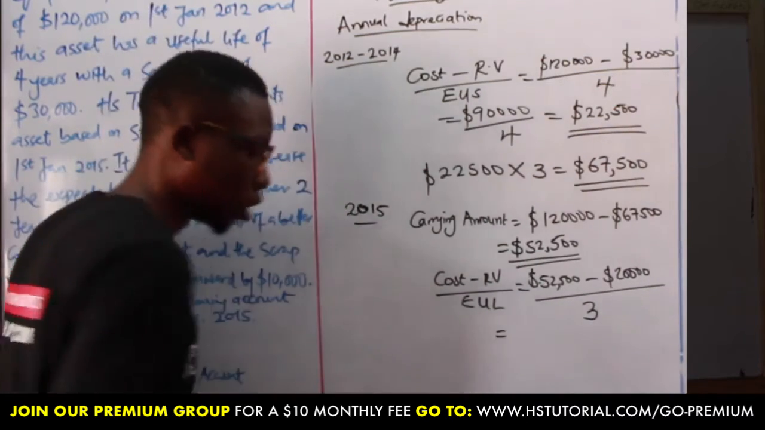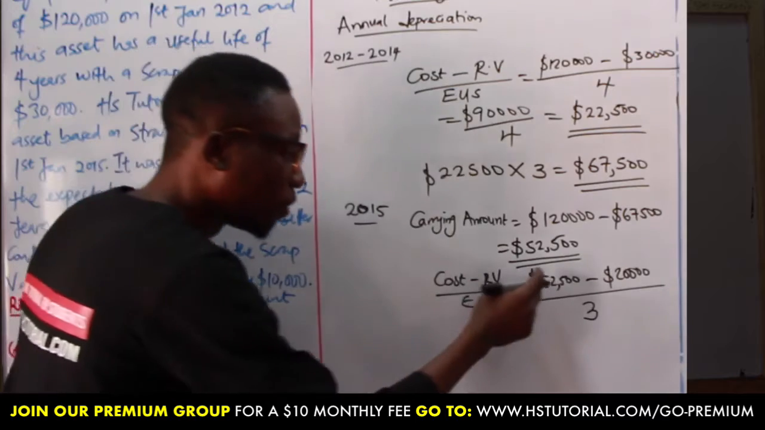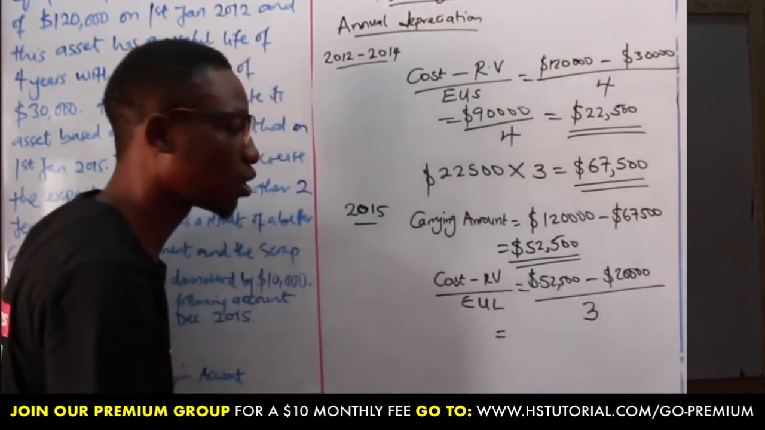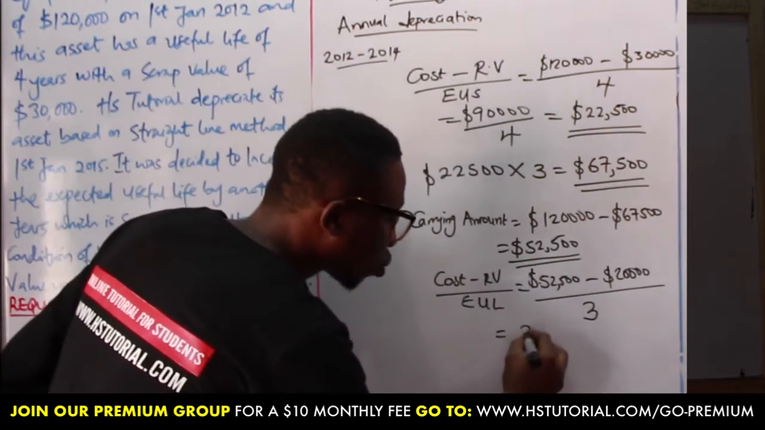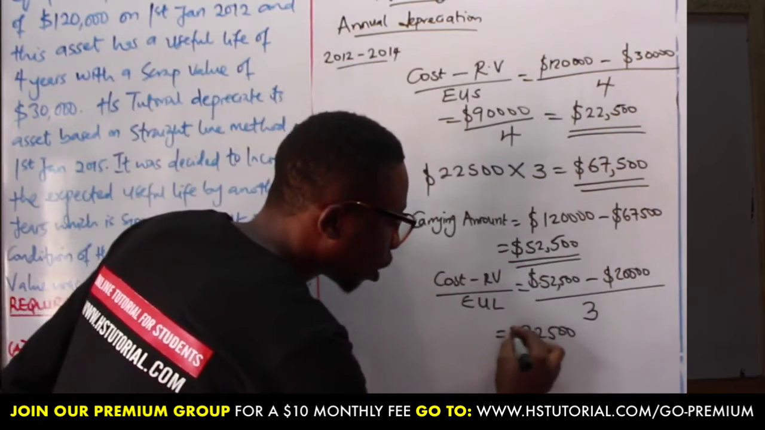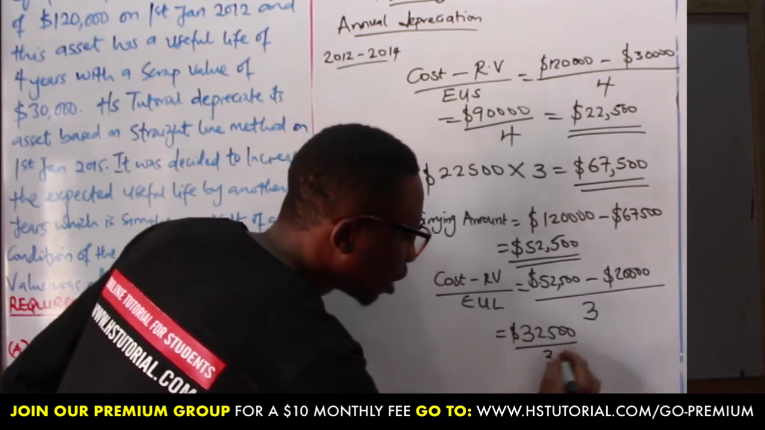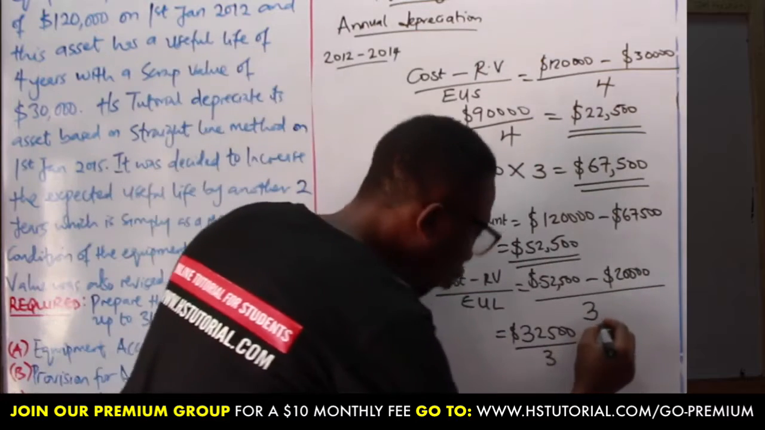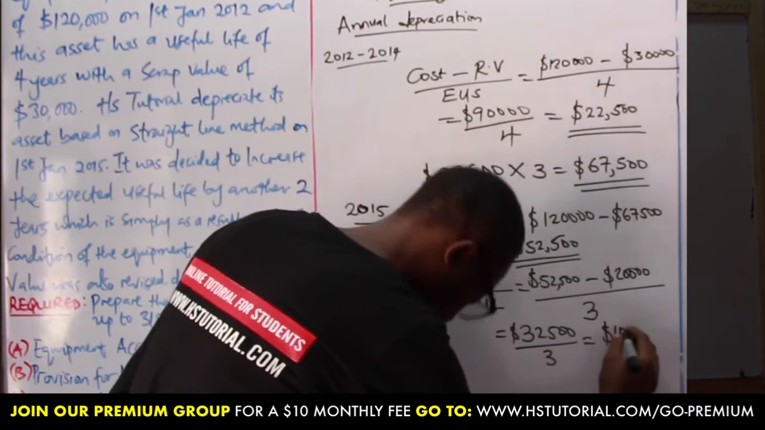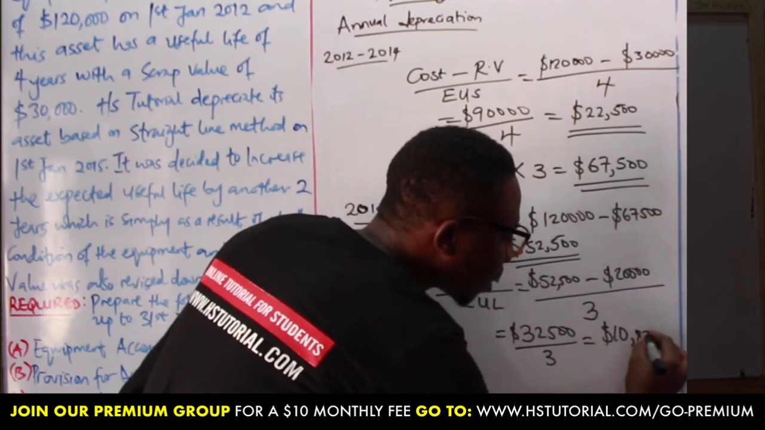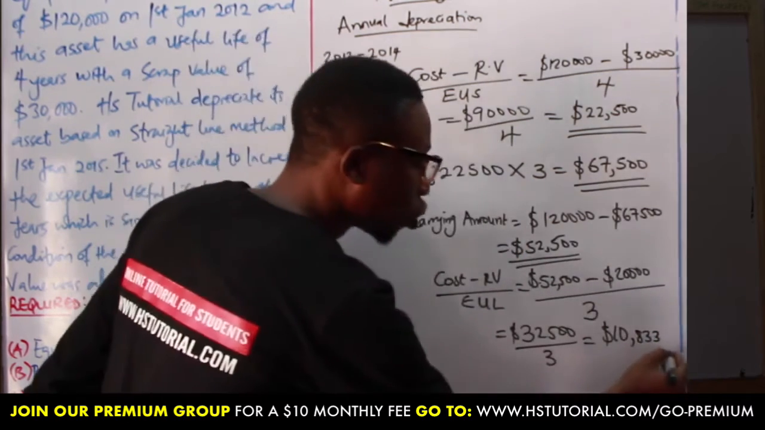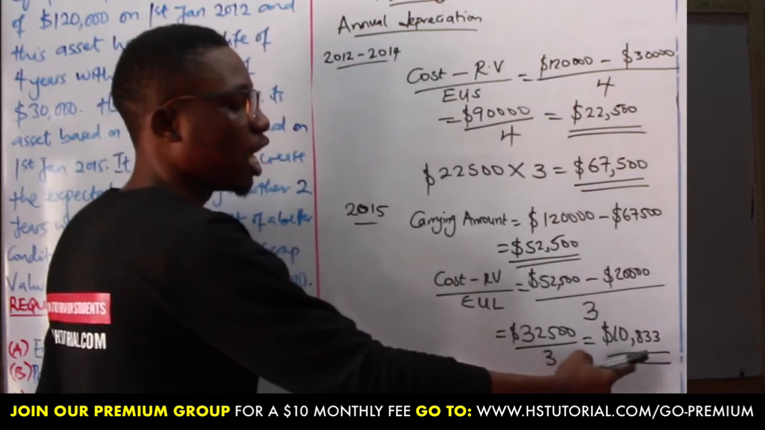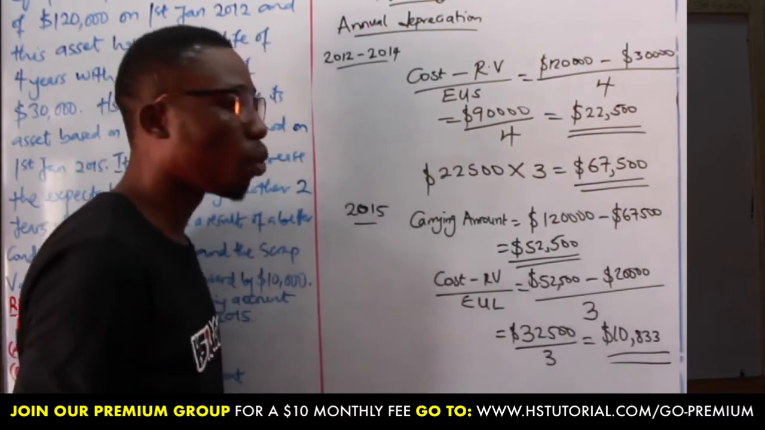So 52,500 minus 20,000 will give us 32,500 all over 3. So 32,500 all over 3 equals what? It will give us 10,833. So for 2015, the depreciation will be 10,833.